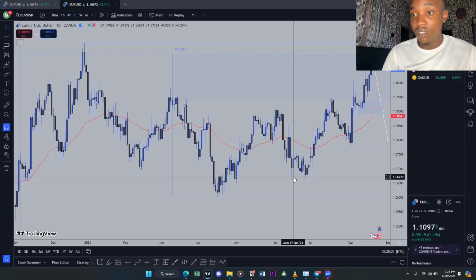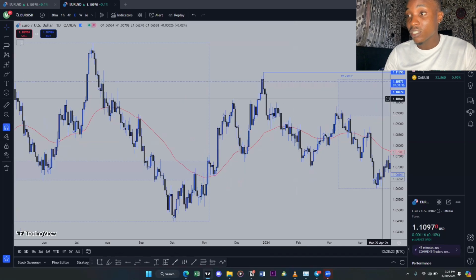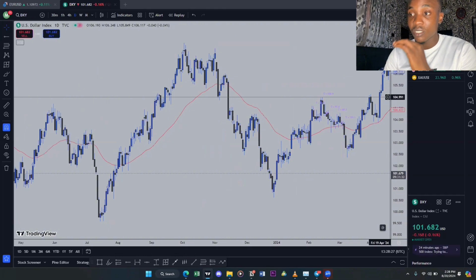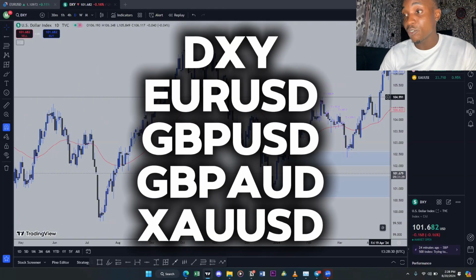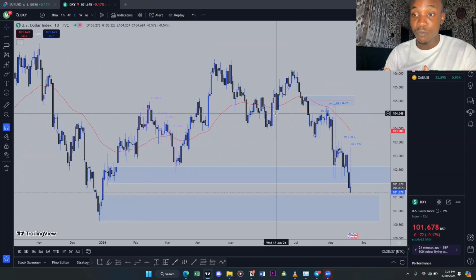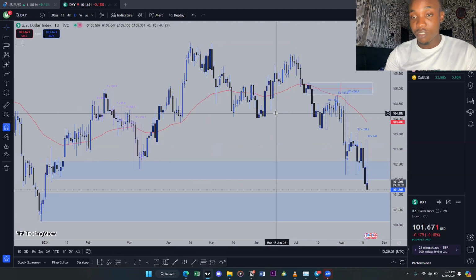So guys, Tuesday, and what are we expecting? We'll see. Let's start with the DXY. These are the four instruments we're looking at: DXY, Euro USD, GBPAUD, and gold. And if you want me to look at other pairs or instruments in the future, you can tell me.